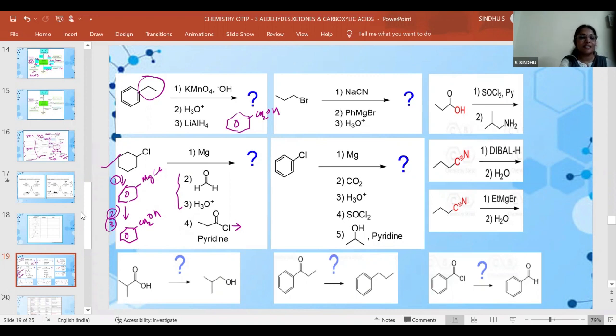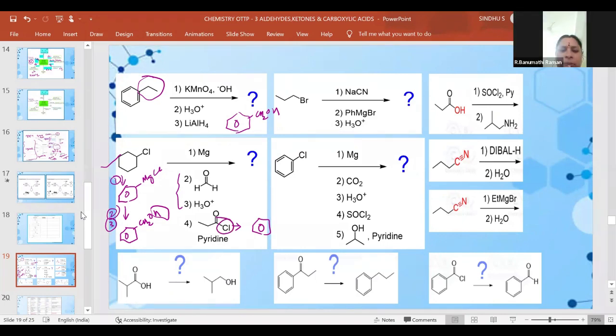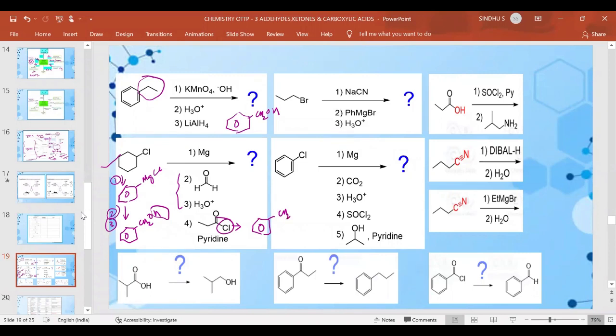Yes, ma'am, Srinivas, sir. So it's the elimination of H and Cl. Is it a ketone? Not a ketone, it's an ester, ma'am. Okay, we get an ester. Alcohol and acid chloride, alcohol and anhydride, alcohol and acid will result in an ester.